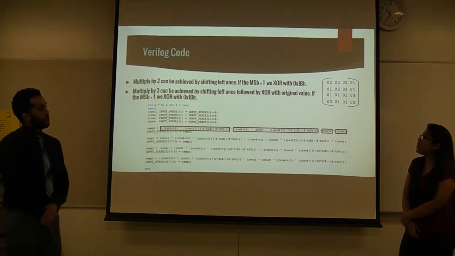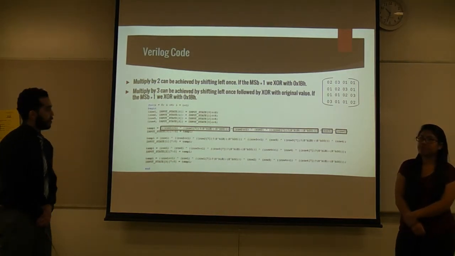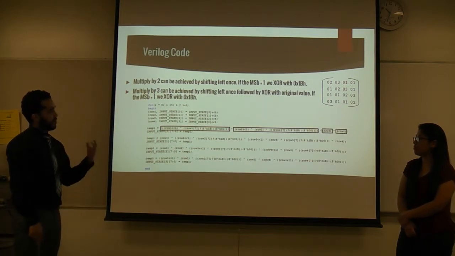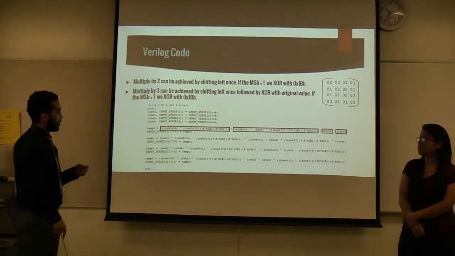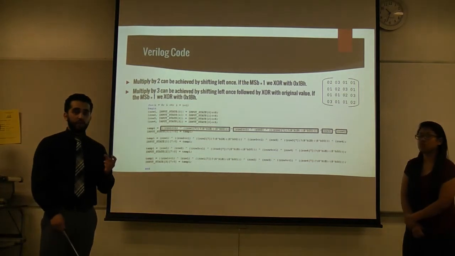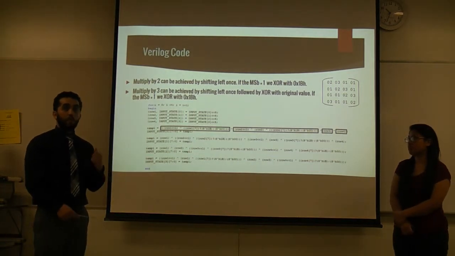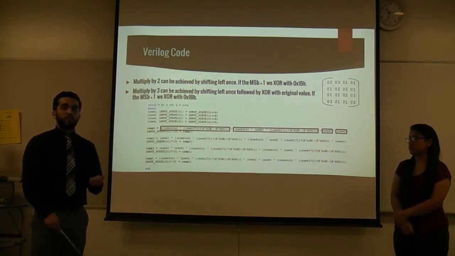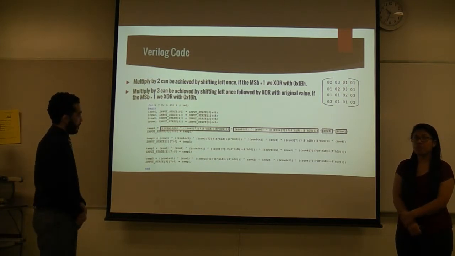Now for Verilog, we could have done the lookup table, but we actually went with mathematics. Instead of using the lookup table for multiply by 2, when you have the original value, you shift to the left once, and if the most significant bit is a 1, you have to XOR it with 1B. Okay? So here's 1B.